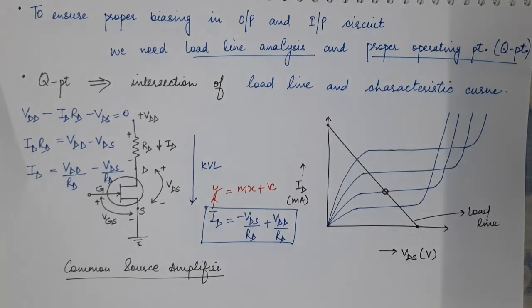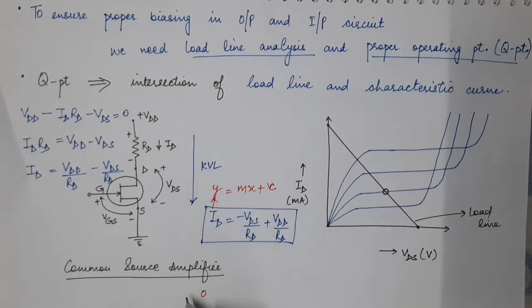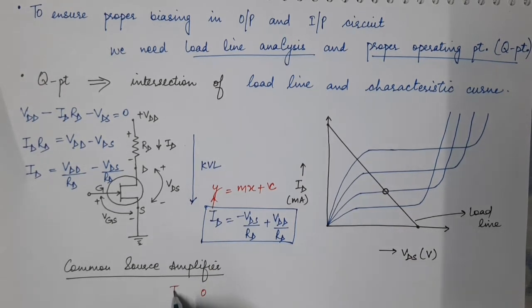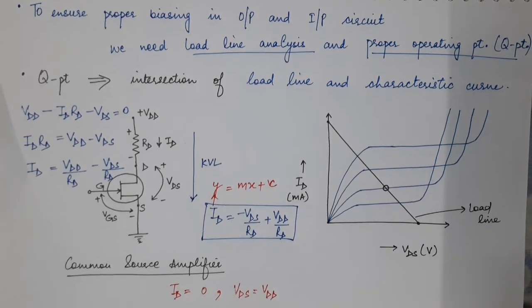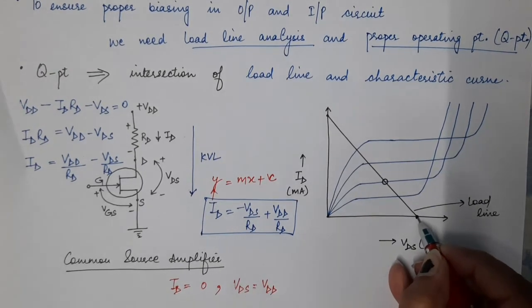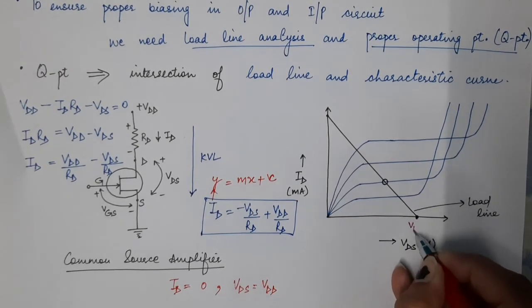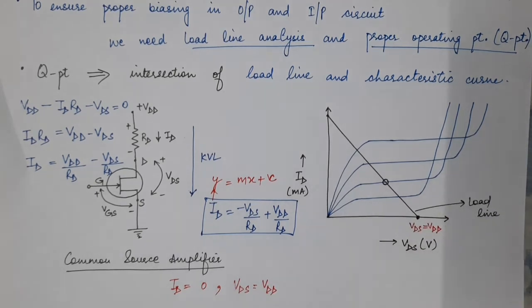So to draw the load line, which is a straight line, we need 2 points. How will we find those 2 points? First, make ID equal to 0. When ID is equal to 0, find the value of VDS. VDS will be equal to VDD. ID is 0 at the x-axis. So at this point ID is 0, and at that time VDS is equal to VDD. So this is one point of the load line.